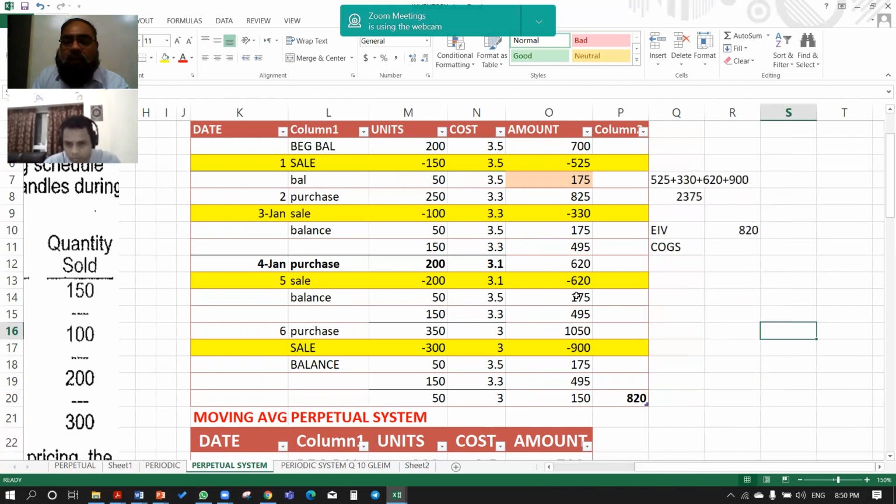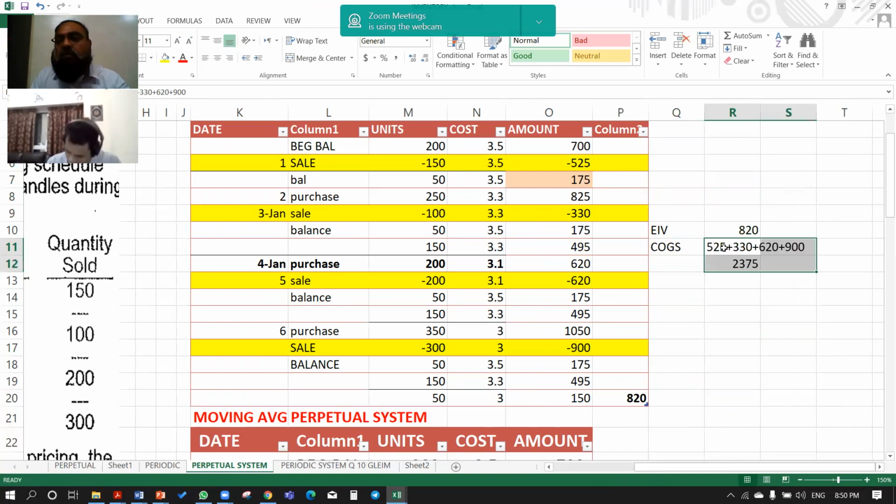Okay? So the ending inventory value we found out, right? Anyway, this is the ending inventory value. Now we want to calculate cost of goods sold. So for cost of goods sold, we have 525, one, right? 330 and 30, 620. Another 620, another 900, another, right? Earlier I had this added, so I can copy all this.